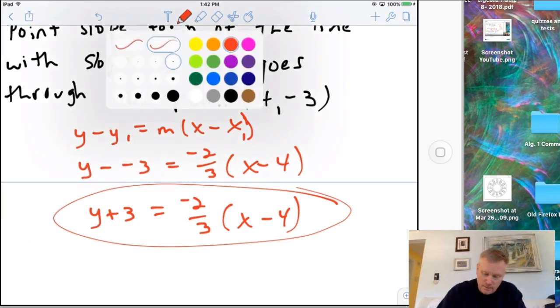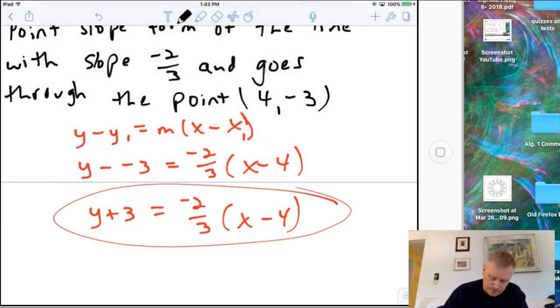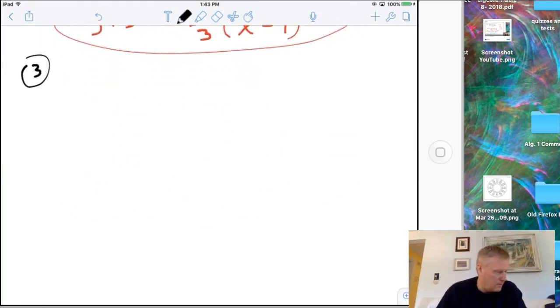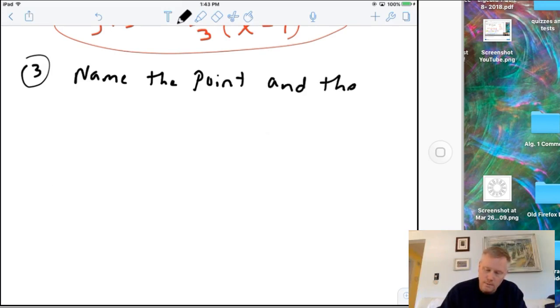All right. Next one, number 3. Let's go the other direction for a moment. Name the point and the slope for this equation.